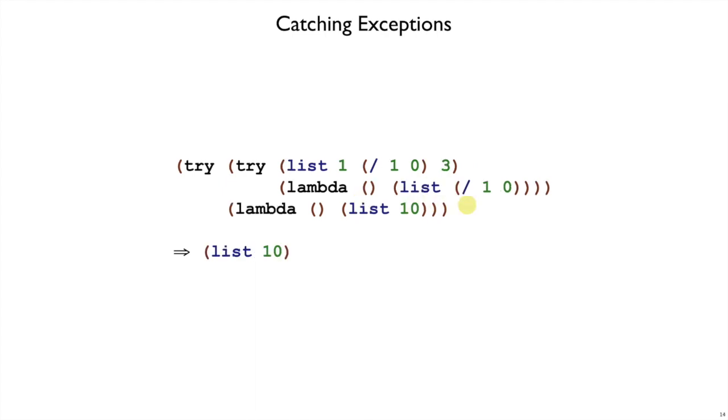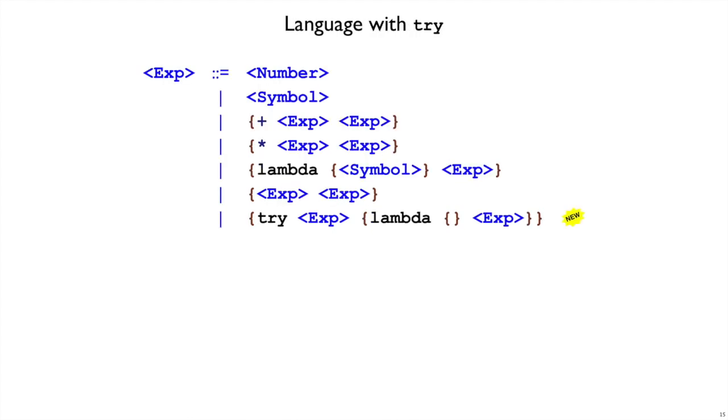If, on the other hand, the exception handler itself raises an error, so here we've got a divide by 0 that triggers this exception handler expression, but it raises an exception. In that case, we chain to the enclosing try, which is here, and so we get list 10 out at this point. So that's the try form that we want to add to curly.